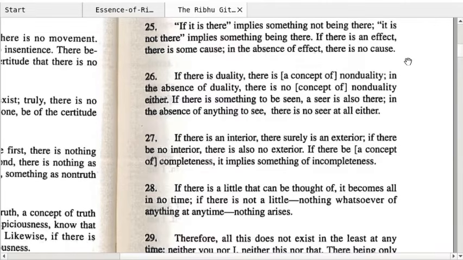He is saying, if it is there, it implies something not being there. If it is not there, it implies something being there. I think there is a translation error again. If there is an effect, there is some cause. If there is absence of effect, there is no cause. So if I say that I am here, I am there, then we should not think of something which is not there. If I say I am uncaused, then you should not think that there is something which is caused. That is all he is saying. Let the duality remain in duality.